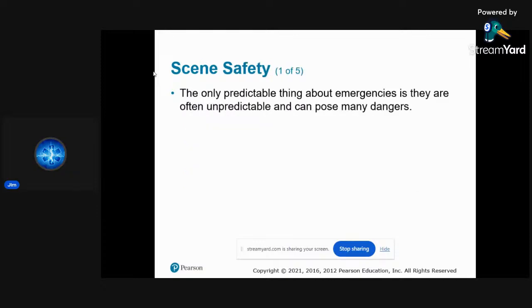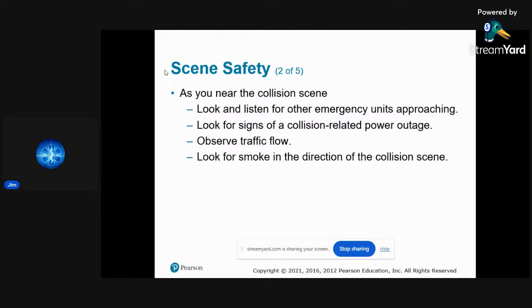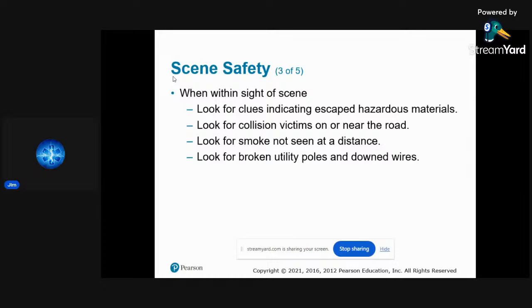The only predictable thing about emergencies is that they are very often unpredictable and can pose some dangers. As you're nearing a collision, like a car wreck, you're looking and listening for other EMS units approaching. You don't want to get in a wreck yourself. You're looking for signs of power outage, like a pole being broken, wires on the ground. We're going to be observing the traffic flow, and we're going to look for smoke in the direction of the collision scene. This is as we're approaching, or when you're near the scene.